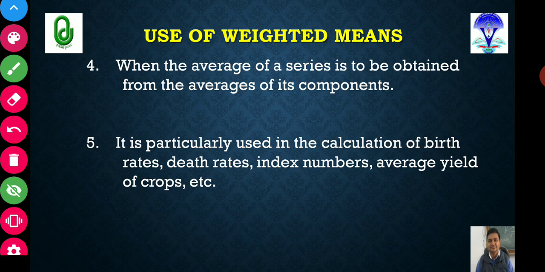Another utility: when the average of a series is to be obtained from the averages of its components, you have to find out the weighted mean. It is particularly used in calculation of birth rate, death rate, index number, average yield of the crops, etc. So it is having many utilities. You will appreciate them when you go further in your studies in this course.